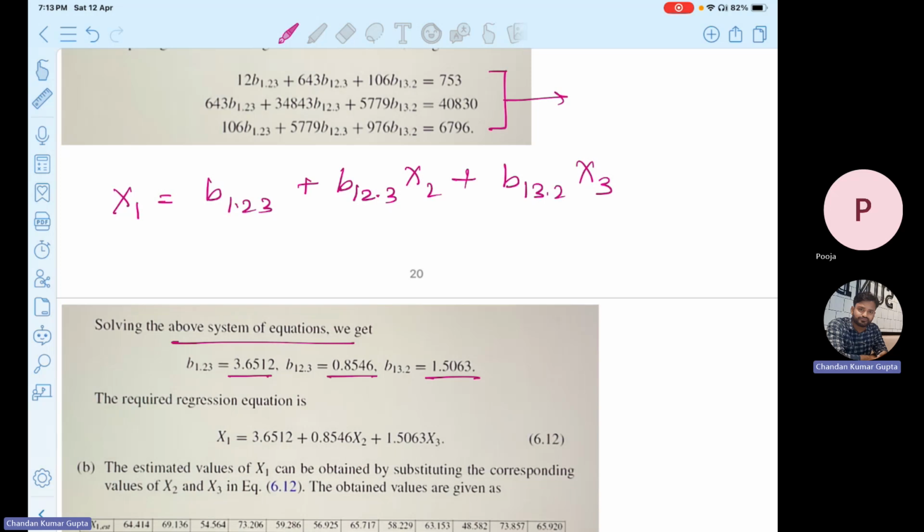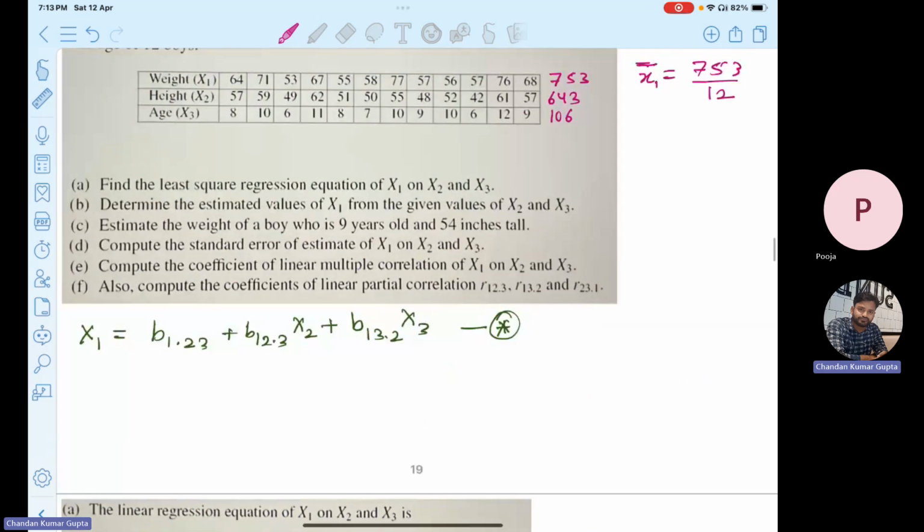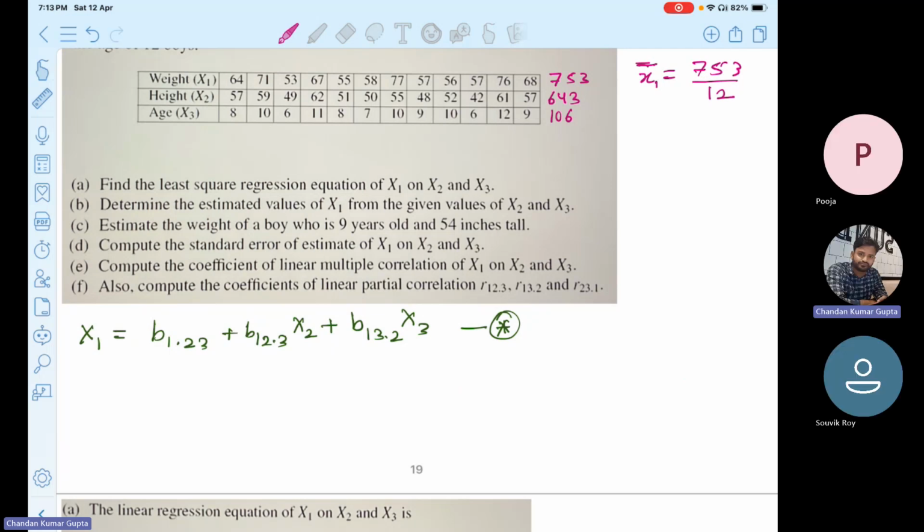Putting those values, we are able to construct the regression equation, which is given in equation 6.12, and this is the enclosed equation. Okay, so this is how we proceed when we need to calculate the least square regression equation for one variable with respect to two or more random variables. The next question is to determine the estimated value of x1 from the given values of x2 and x3.